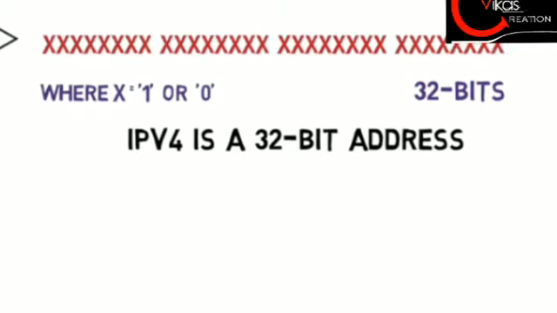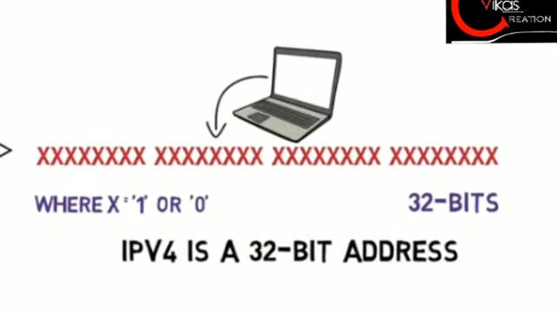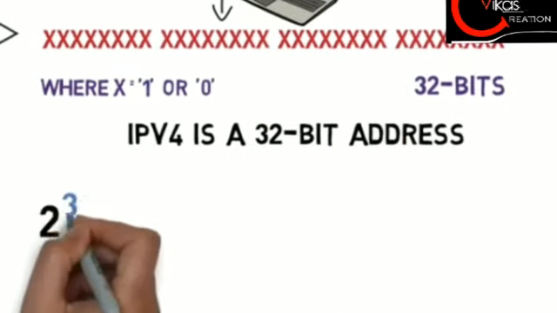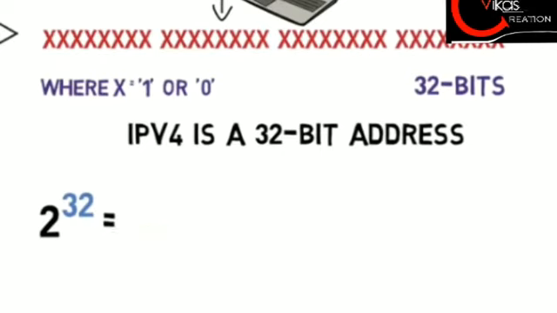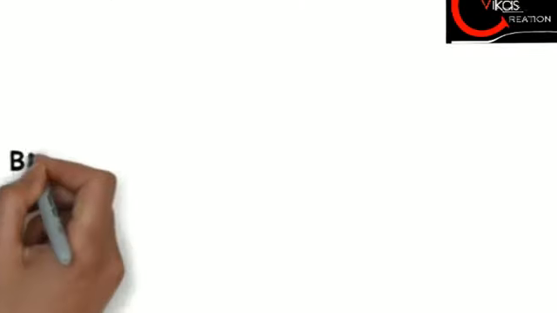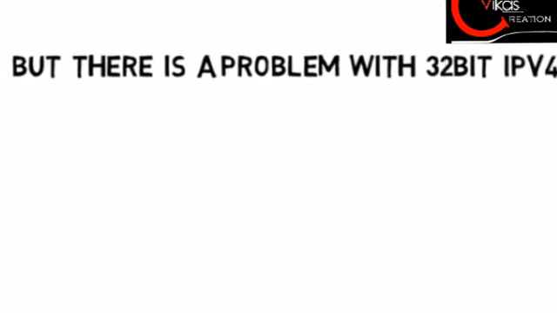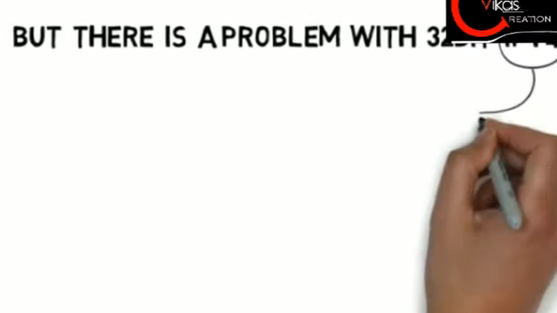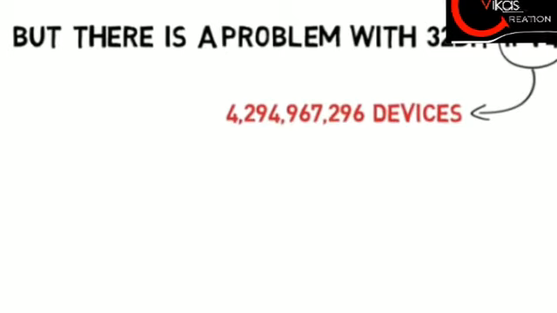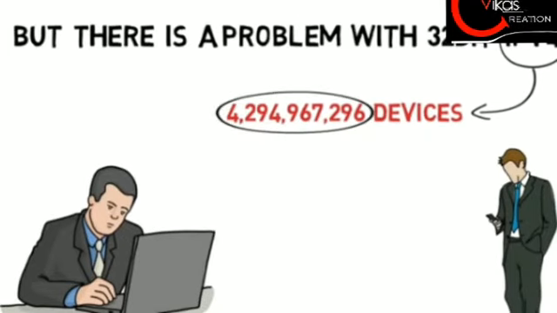In IPv4, a unique sequence of ones and zeros is assigned to each computer. Therefore, a total of 2 raised to the power 32 devices, that is approximately 4 billion devices, can be addressed and connected to the internet with IPv4. But there is a problem with this 32-bit IPv4 address. With IPv4, we can connect only this amount of devices to the internet. But these days, we have devices like computers and smartphones far more than 4 billion.